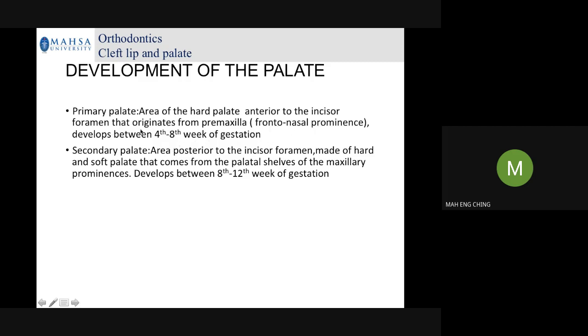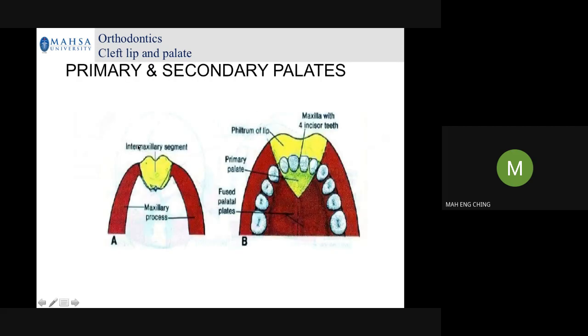The secondary palate is the area posterior to the incisive foramen, made of the hard and soft palate that come from the palatal shelf of the maxillary prominence. It develops between the 8th and 12 weeks. So the primary palate is about the 2nd month, and the hard palate is about the 3rd month. You can see these pictures: the yellow color is the primary palate, then the secondary palate is the red color. Whatever fails to fuse causes a cleft.